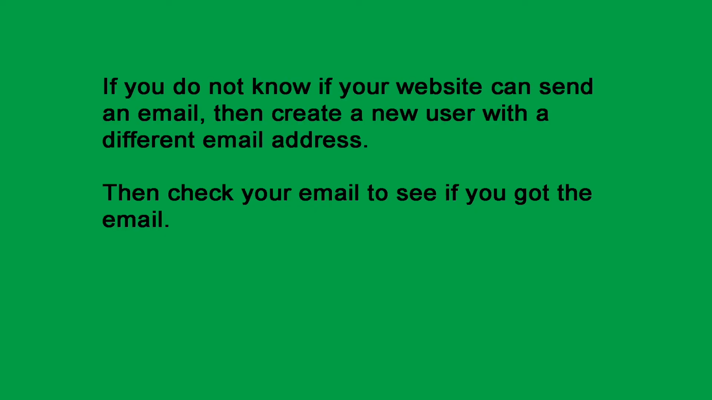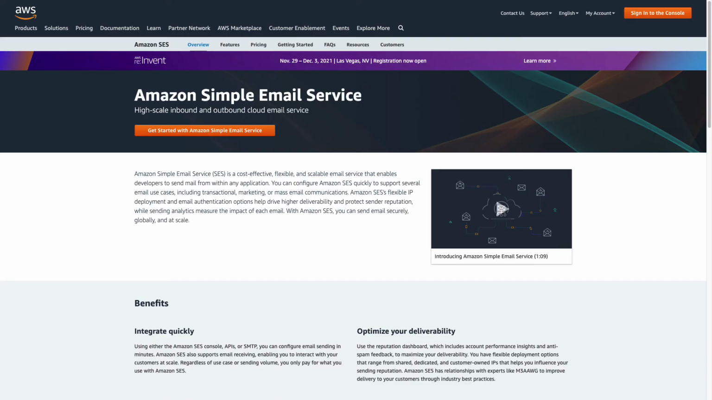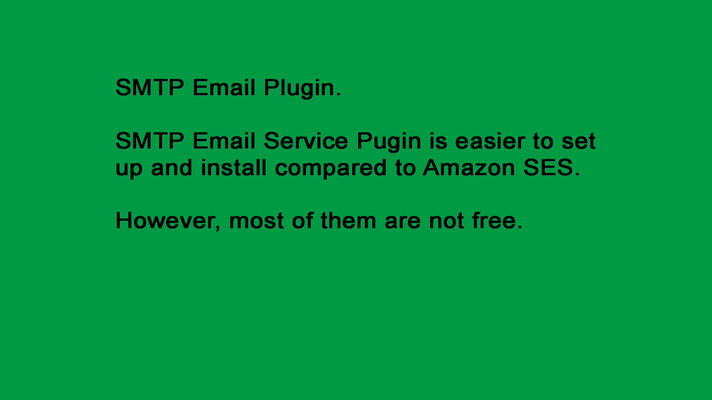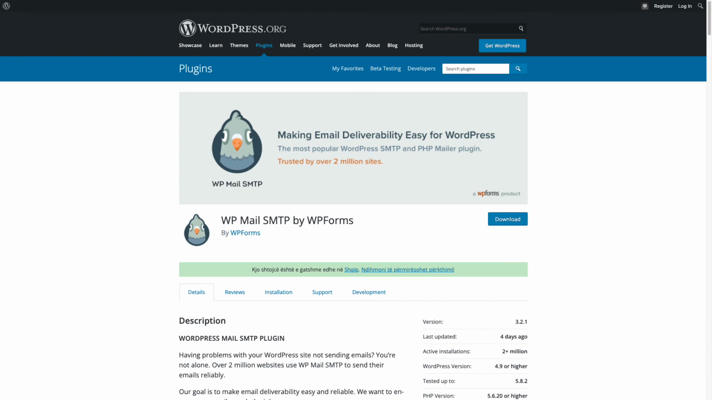If you do not know if your website can send an email, then create a new user with a different email address. Next, check the email to see if you got the email. If your website cannot send an email, then you will have to use an email service such as Amazon SES, which is free. You can also use an SMTP email plugin. An SMTP email service plugin is easier to set up and install compared to Amazon SES, but most of them are not free. The plugin I use is WP Mail SMTP.